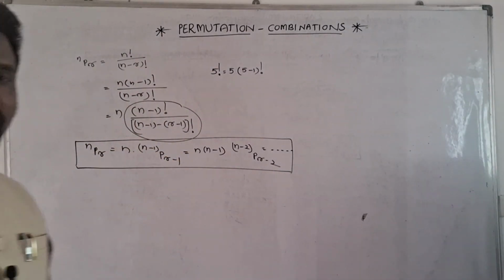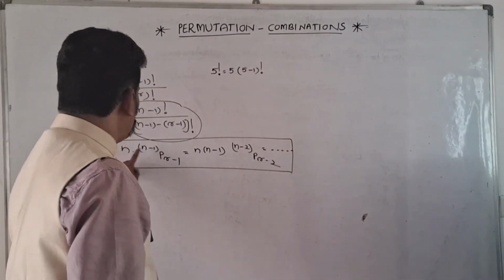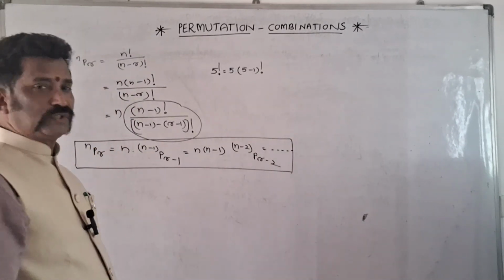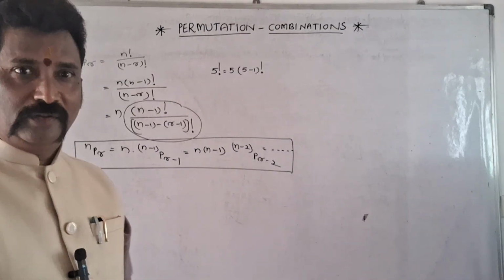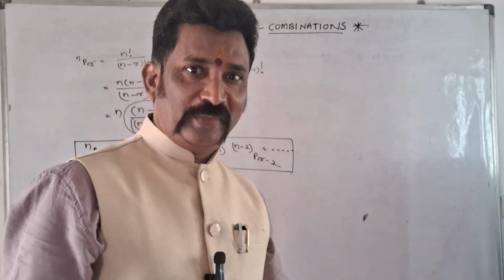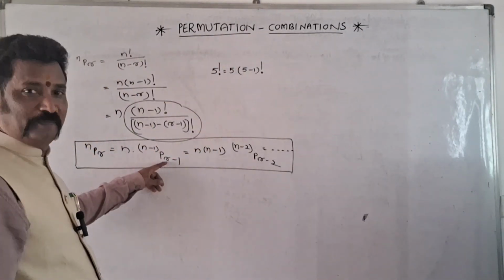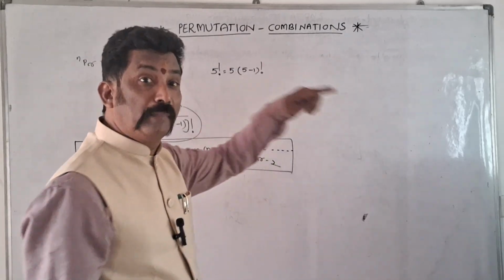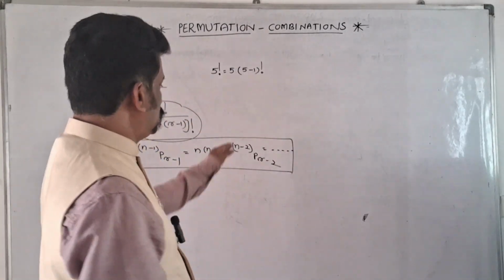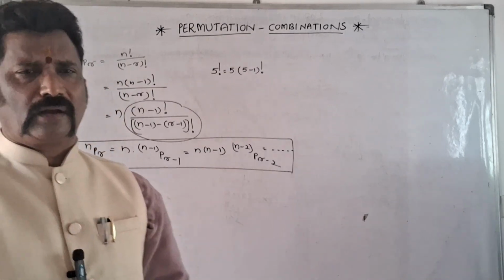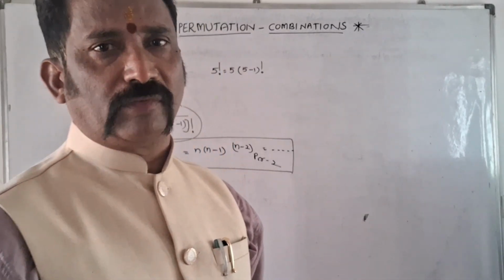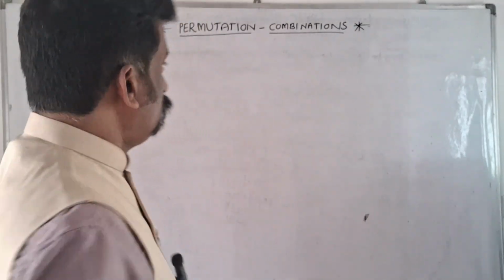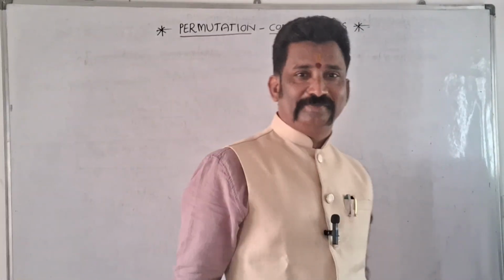Understood? nPr is equal to n into n minus 1 P r minus 1, then n into n minus 1 into n minus 2 P r minus 2, and so on. You just have to act according to the requirement. Now, what is the application part?